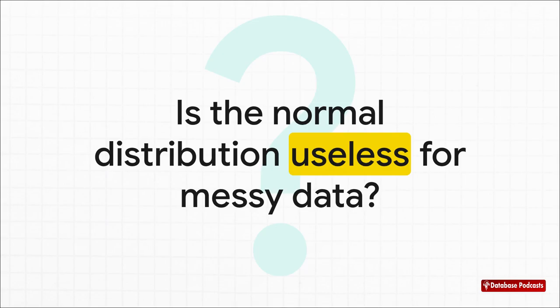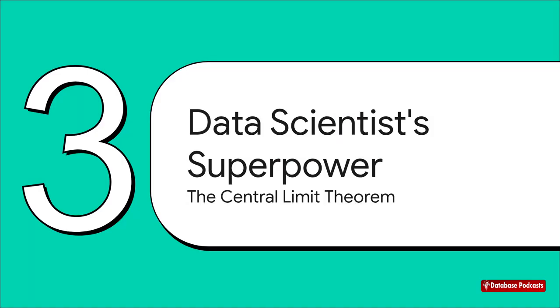Okay, this all seems incredibly useful, but hang on a second. This whole thing works perfectly if our data already follows this beautiful, symmetric bell curve. But real life isn't like that, right? Real-world data is often messy, it's skewed, it's lumpy, it's just plain weird. So does that mean the normal distribution is totally useless when we're dealing with the real world? And the answer to that is a huge, emphatic no.